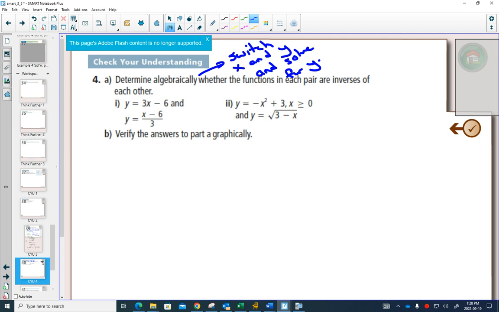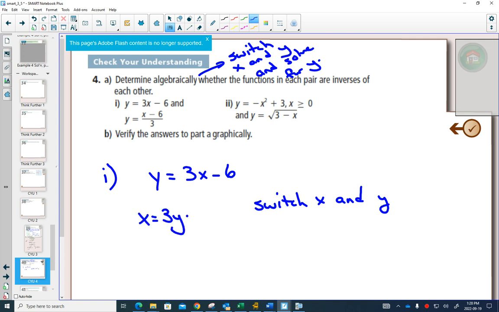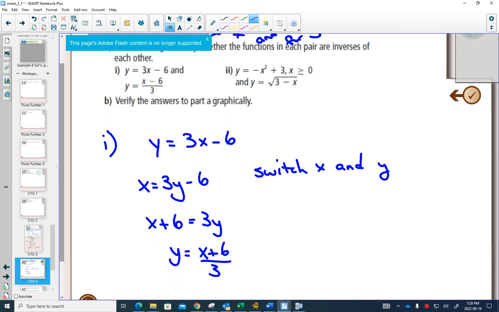So in this case, in part I, if I want to see if these are inverses, I could start with the original equation, which is y equals 3x minus 6. I could switch x and y. That would give me x equals 3y minus 6. And now solve for y. If I solve for y, well, I'd have to add 6 to both sides and then divide by 3.